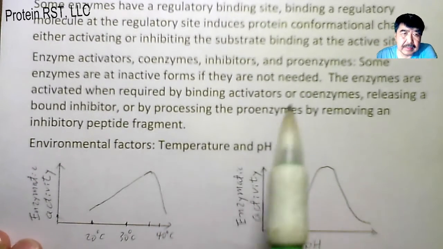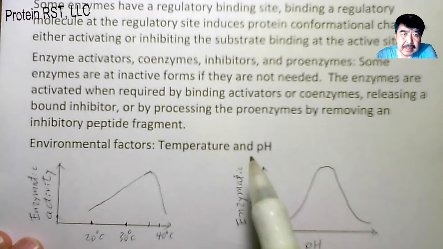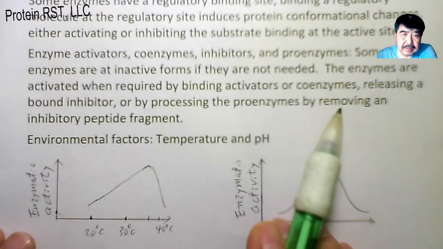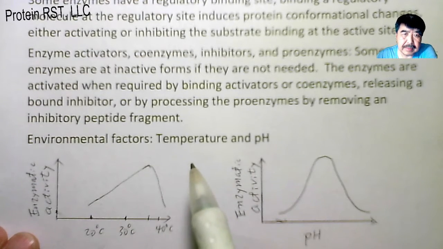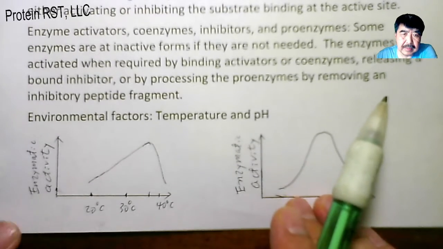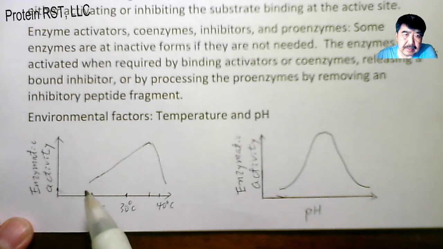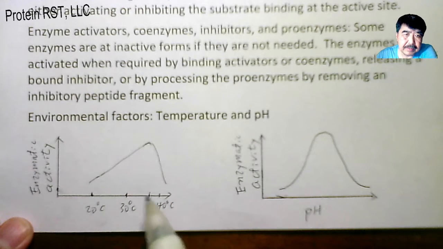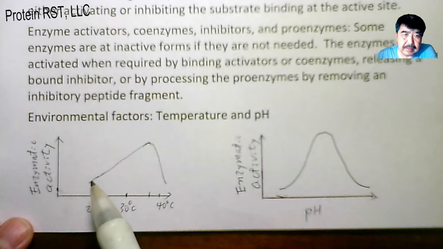Next, let's take a look at the environmental factors, temperature and pH, and the effect of those factors on enzymatic activities. We have 2 curves here. One is the temperature. The x-axis is the temperature. The y-axis is the activity. You can see there's a curve.